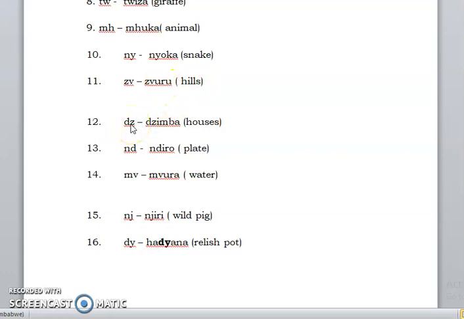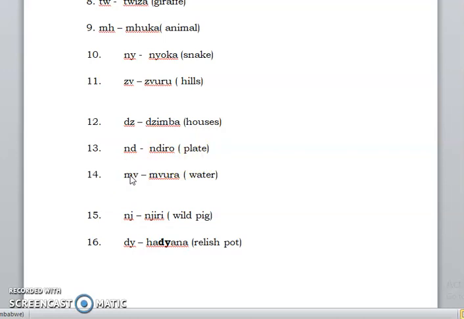The next double consonant is Dz, combination of D and Z, pronounced as Dz. The example of that noun is Dzimba, which means houses. The next is Nd. N and D, pronounced as Nd. And a noun which starts with that double consonant is Ndiro, which means plate.